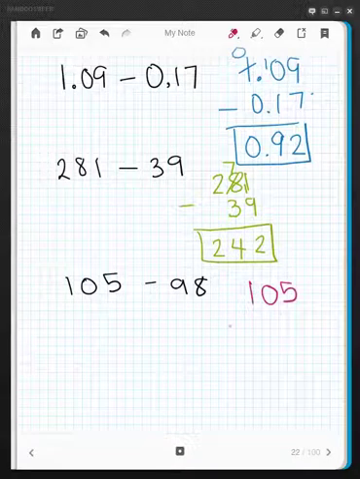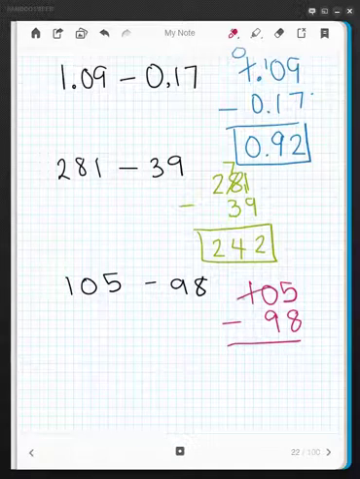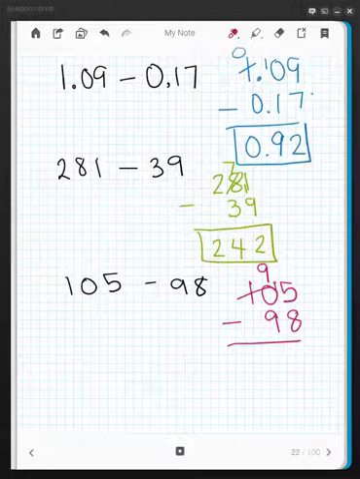Finally, 105 minus 98. I can't borrow from 0, so I go all the way over. 1 less than 10 is 9. Give that over there. 15 minus 8 is 7. 9 minus 9 is 0. And so there's our difference. All right, that concludes subtraction.